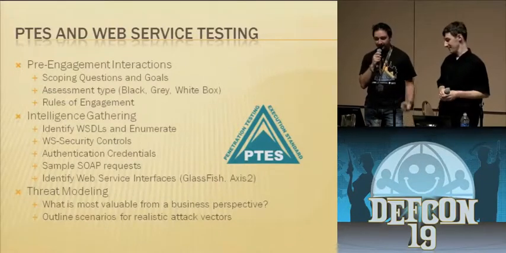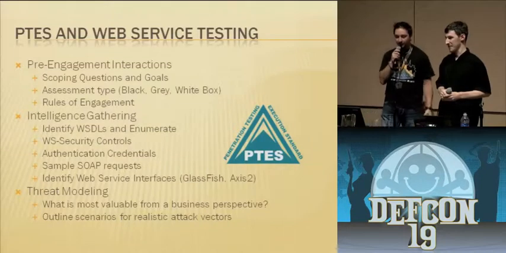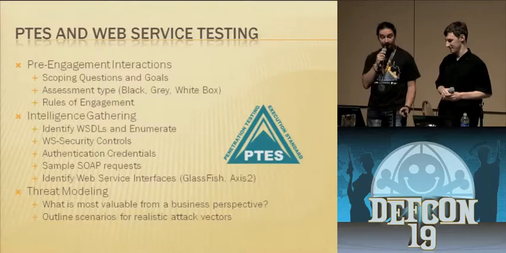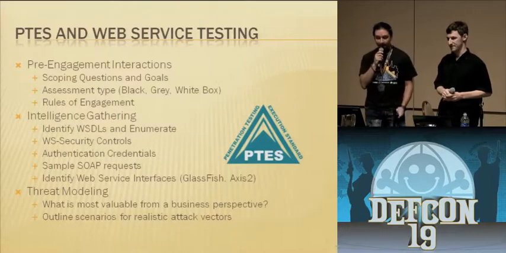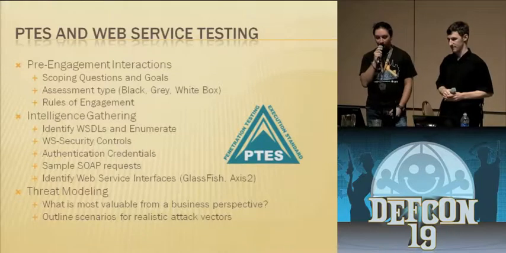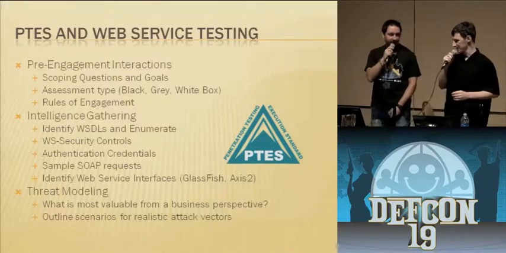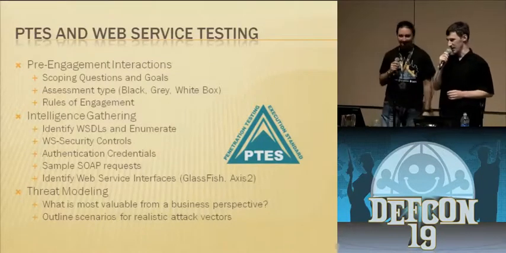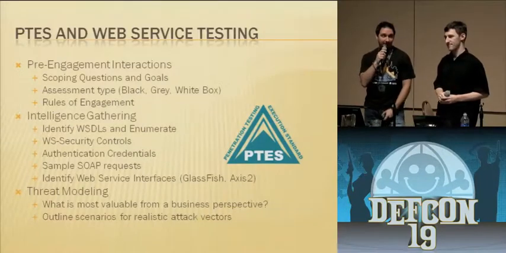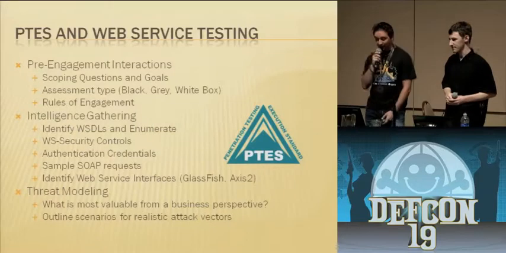Intelligence gathering, so this is where you're going to define your WSDLs, you're going to enumerate those WSDLs, you're going to look at WS security controls that may be in place or may not be in place, authentication credentials, sample SOAP requests, and identifying those awesome web service interfaces, which Jabber is going to be talking about in a second. There will be exploits. Yep. And that's something that gets overlooked a lot by pen testers and the clients, of course.